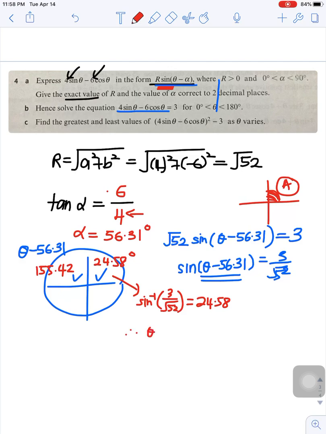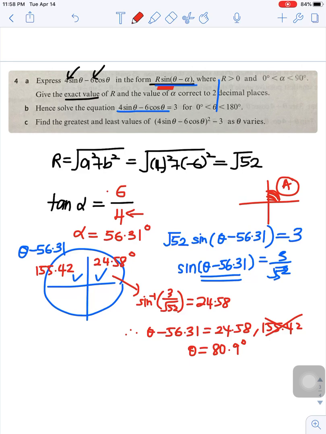Therefore, for your theta value, you only want answers from 0 to 180, yeah? So I can say it is going to be 24.58. You have to reject the other answer because it will exceed the limit, so don't take this. So your theta value will be 80.9 degrees. Okay, see the solving part, I think you are very good. It's just the first part.